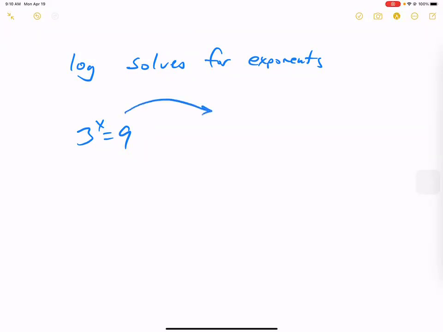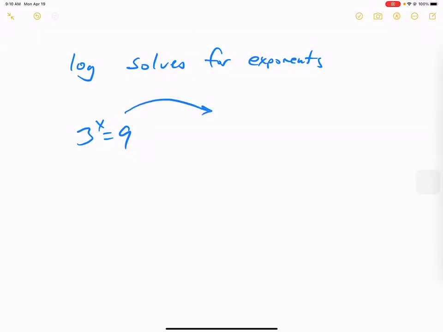A log solves for exponents. That's something that we emphasized before. The whole reason why we have logs is they help us solve for exponents. And if I write something like 3 to the x equals 9, we all know the answer is 2. Come on, we know the answer is 2. 3 squared is 9. But that's us guessing the answer. But for us to do this, we have an identity here. Well, this isn't algebraic, this is just straight identity.